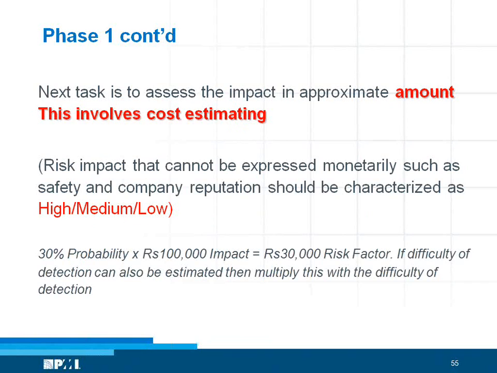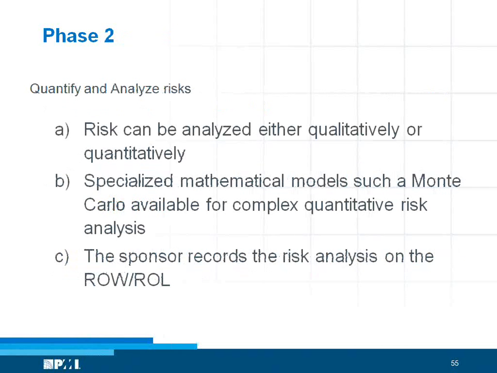The next task is to assess the impact amount and cost estimation. Generally, if you want to do a qualitative analysis, you can always say high, medium, low. You can define what is high, what is medium, and what is low. Then, of course, you can go for a quantitative risk analysis as well. There are specialized mathematical models available, like the Monte Carlo method. I will briefly talk about it, not too much, because it is highly mathematical.